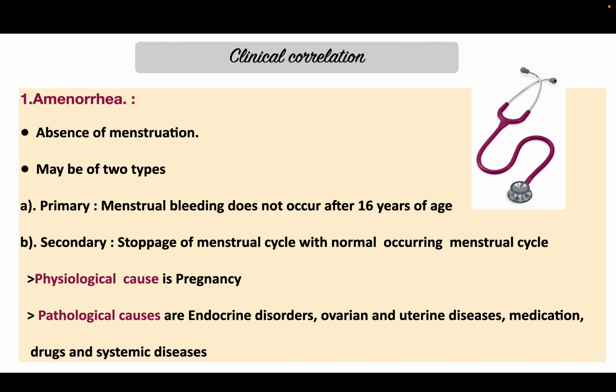Now, a clinical correlation related to the menstrual cycle is amenorrhea, which is the absence of menstruation. It is of two types, primary and secondary. Primary is if menstrual bleeding does not occur even after 16 years of age. Secondary is the stoppage of menstrual cycle after normally occurring menstrual cycles. Initially it was normal, but later on it stops, and it may be physiological, because of pregnancy. Pathological causes may be endocrine disorder, ovarian or uterine diseases, the effect of medication or any drug, or any systemic disease that may affect the menstrual cycle.